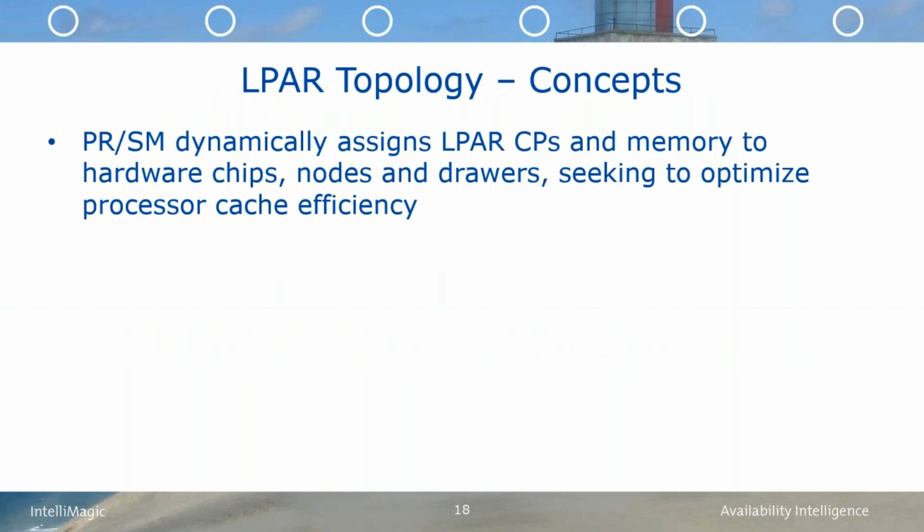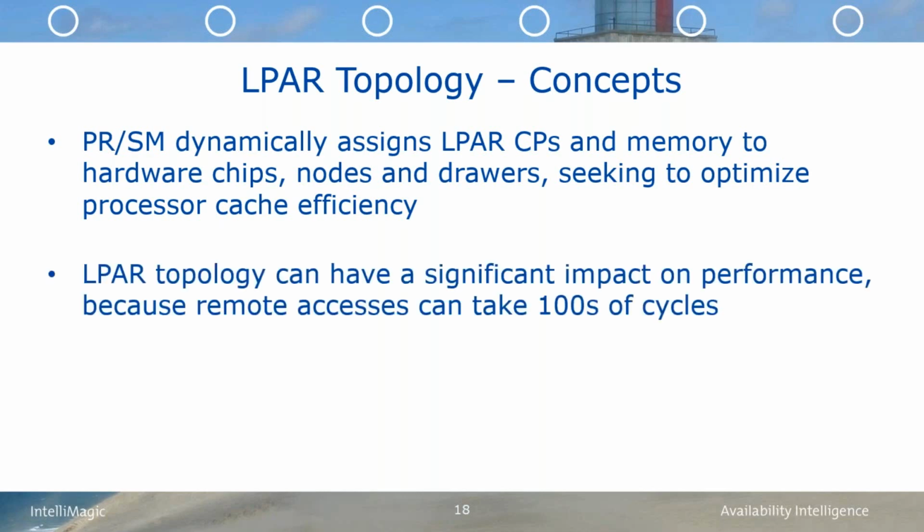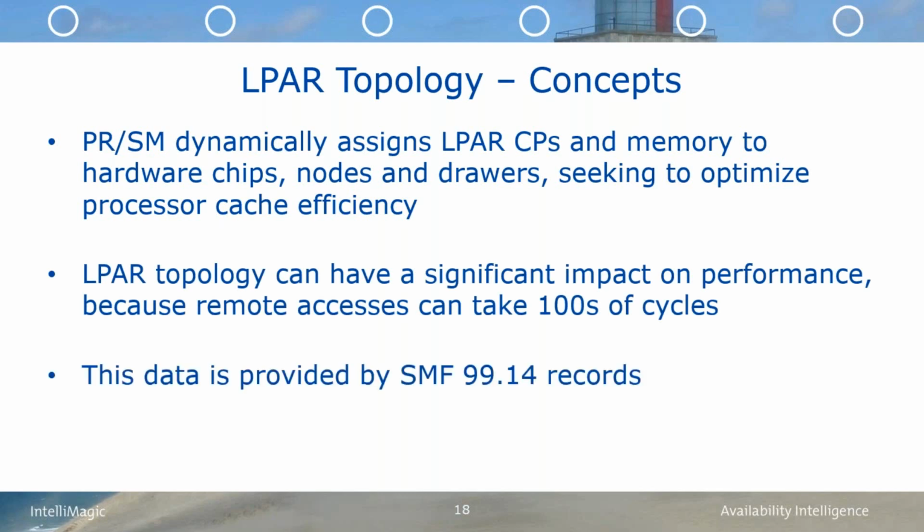PR/SM dynamically assigns LPAR CPs and memory to hardware chips, nodes, and drawers, seeking to optimize cache efficiency. This topology can have a very significant impact on processor performance because remote cache accesses can take hundreds of machine cycles. Topology data is provided by the SMF Type 99 subtype 14 record. Now, as opposed to some of the other subtypes of the SMF 99, which can generate overwhelming volumes, subtype 14 is very manageable: one record per logical CP every 5 minutes. So this is another data source that you want to ensure you are collecting and analyzing.